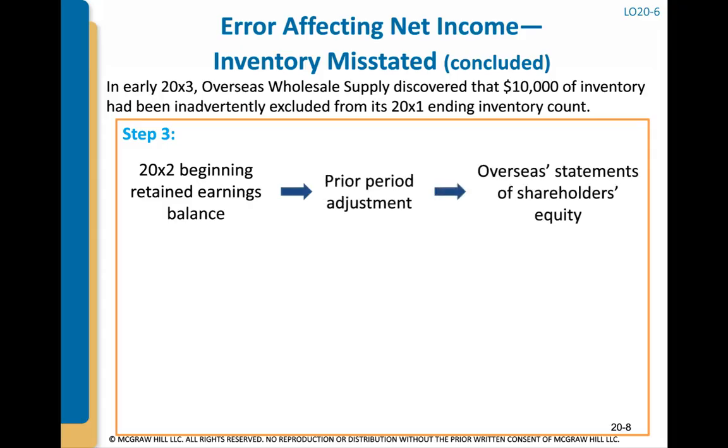Whether we discovered it in year 2 or year 3, our 20x2 beginning retained earnings balance will have a prior period adjustment for that $10,000, an increase to retained earnings because our entry would have been debit inventory, credit retained earnings. And that would go on the statement of retained earnings if they had one, or the statement of shareholders' equity within that corporation's financial statements.